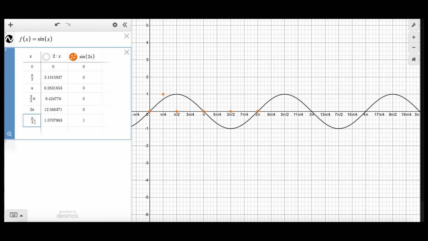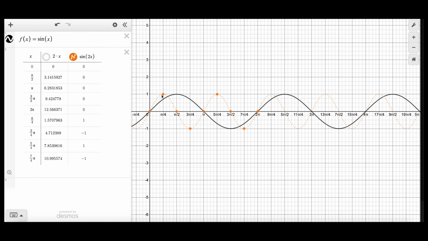So instead of a quarter, let's do 3/4. Let's try that. So 3/4 of pi, down to -1. And then let's do 5/4. And then let's finish this off here. Let's go to 7/4. If we were to plot more dots, we'd get something like this.